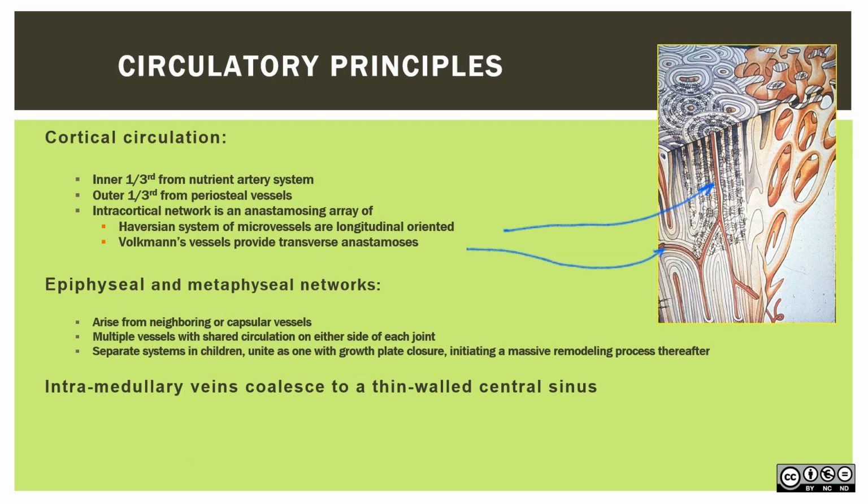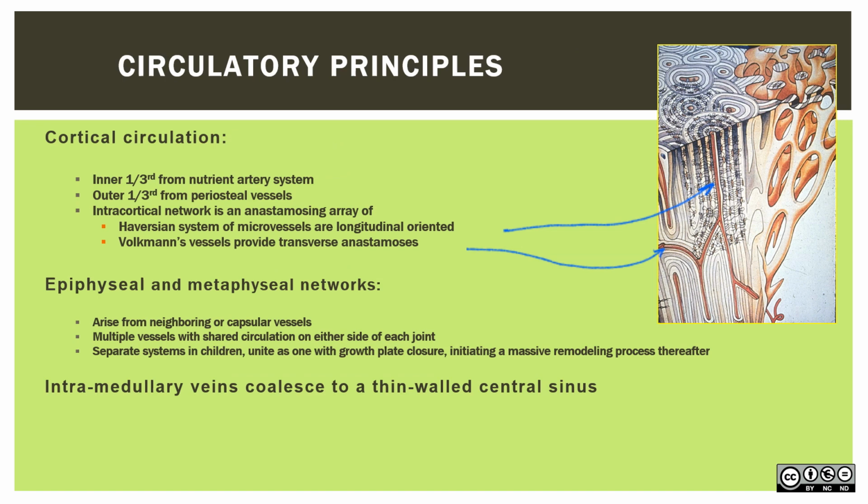Cortical circulation includes the inner one-third from the nutrient artery system, the outer one-third from periosteal vessels, and an intracortical network and an anastomosing array of Haversian microvessels, which are longitudinally oriented, and Volkmann's vessels, which provide transverse anastomoses.